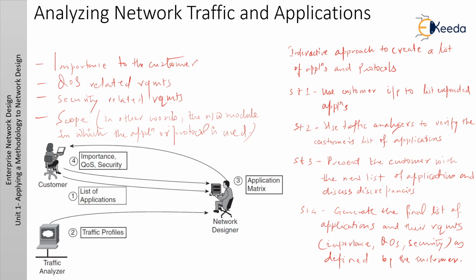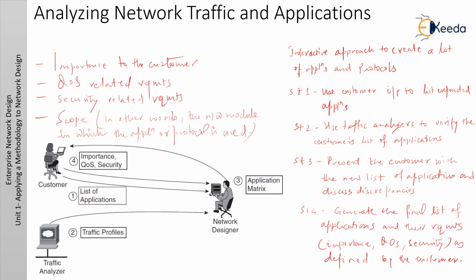Analyzing network traffic in application. Traffic analysis is the third step in characterizing a network. Traffic analysis verifies the set of applications and protocols used in the network and determines the application's traffic pattern. It might reveal any additional application or protocol running on the network. Each discovered application and protocol should be described by importance to the customer, quality of service related requirements, security related requirements, and scope, or in other words, the network module in which the application or protocol is to be used. So, how to do this network traffic analysis?